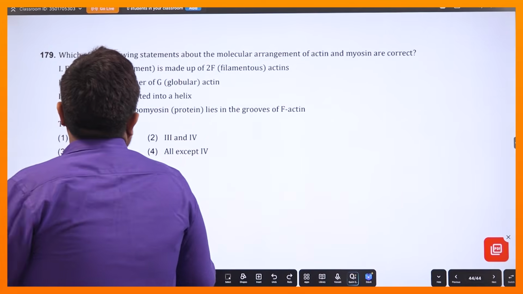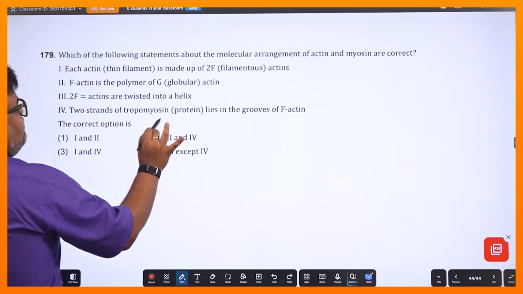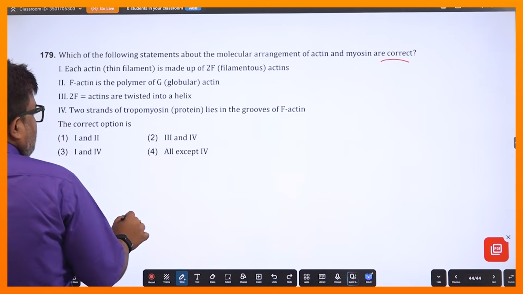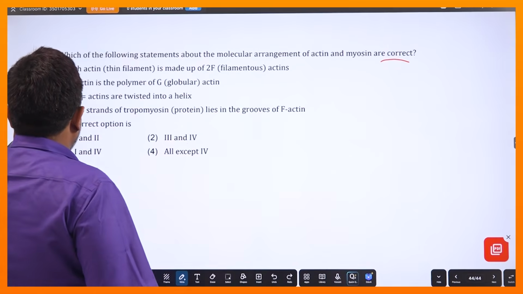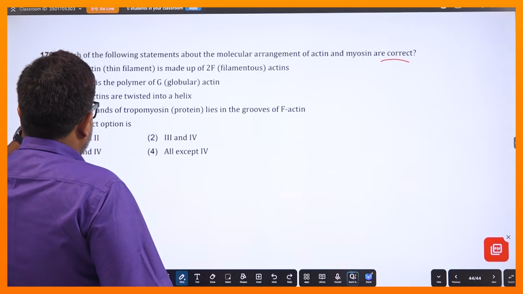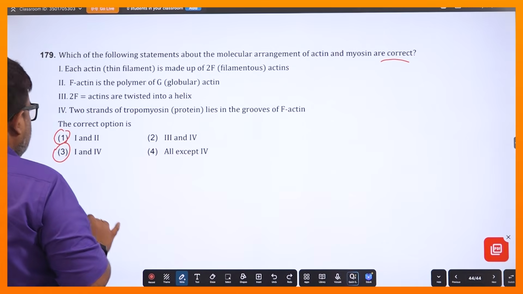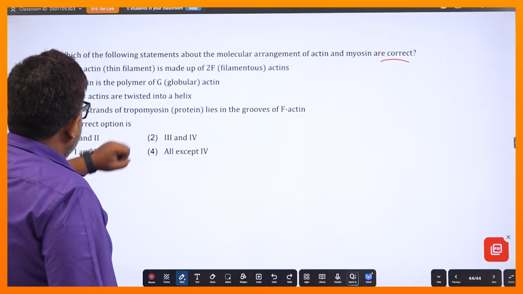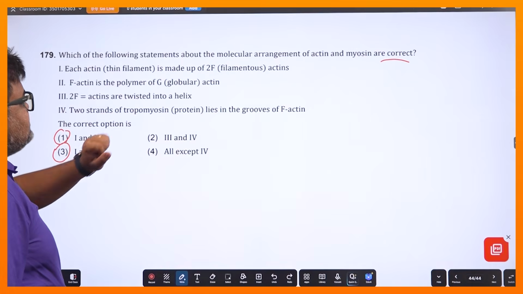Each actin is made up of 2 F actins, so 1 is correct. Since 1 is correct, the answer will be among these, and the others are out. Now 1 with 2: F actin is the polymer of G actin, so 2 is correct. Let me cross check once. F actins are twisted into a helix, now 3 is also correct. 2 strands of tropomyosin lies in grooves of peptide.